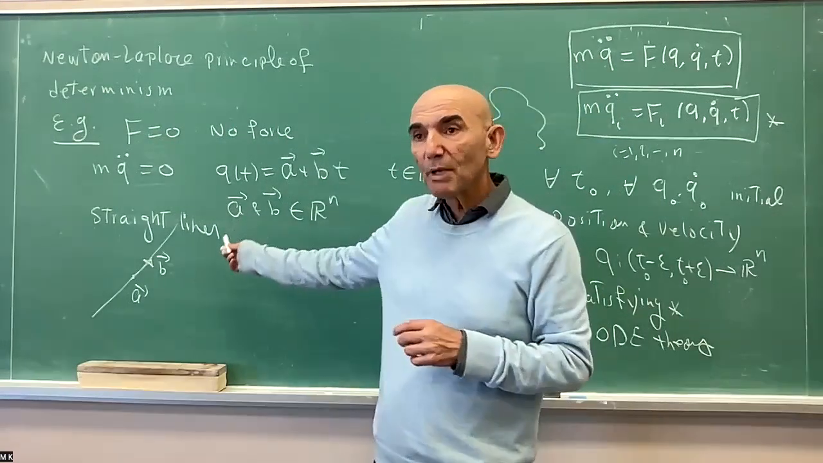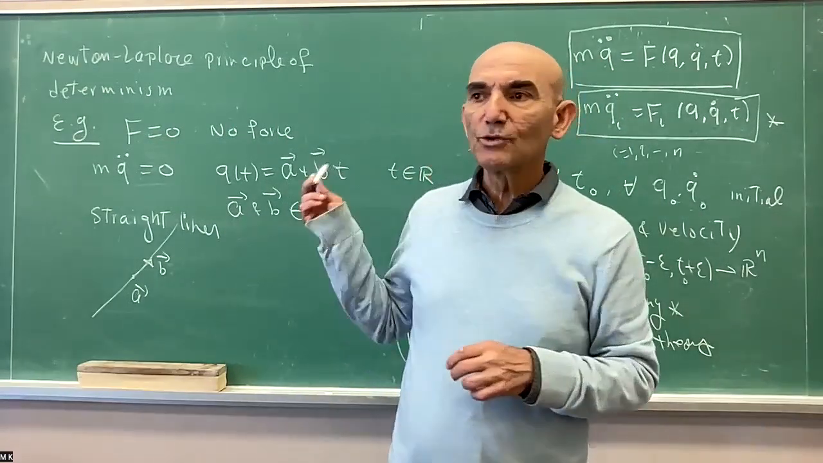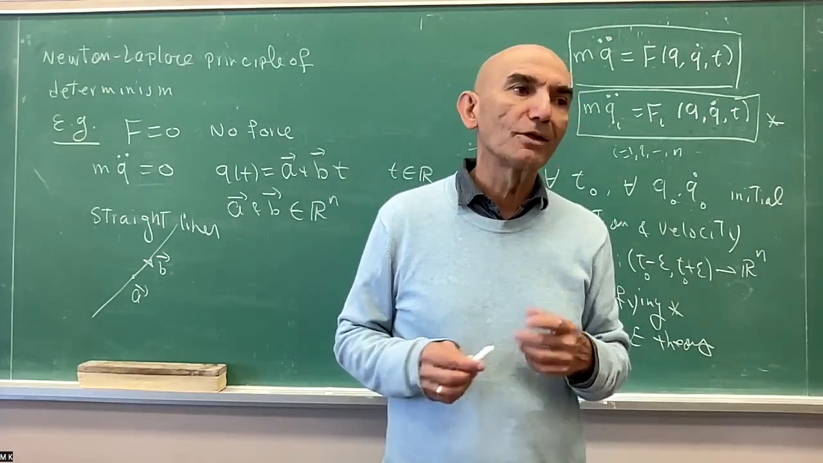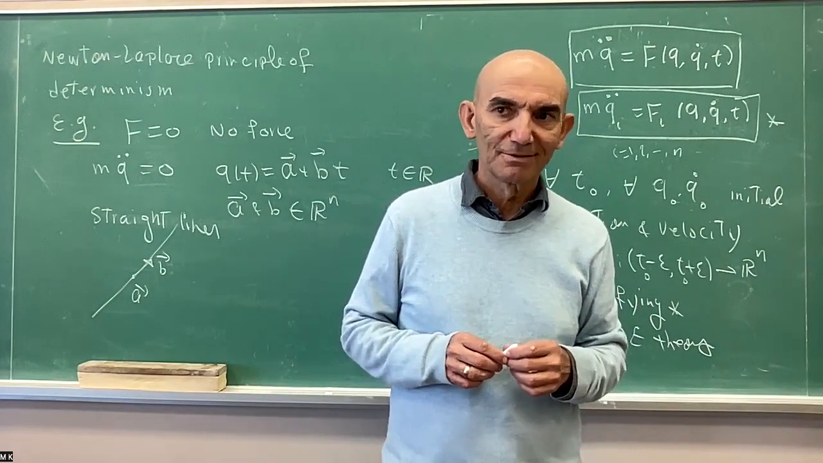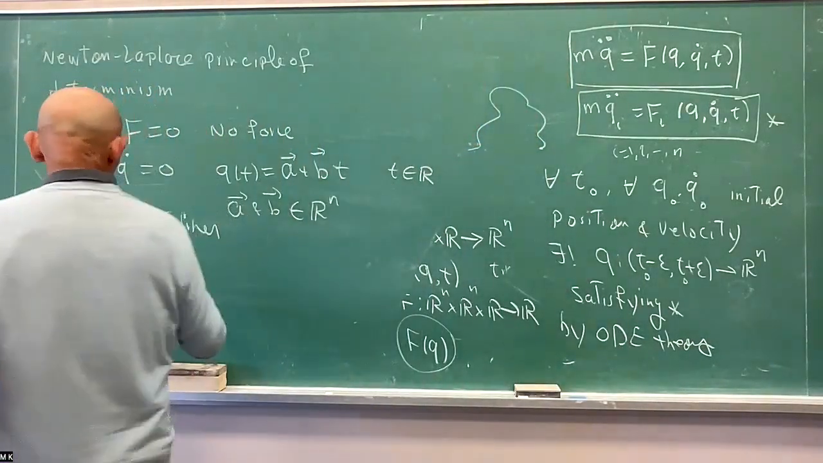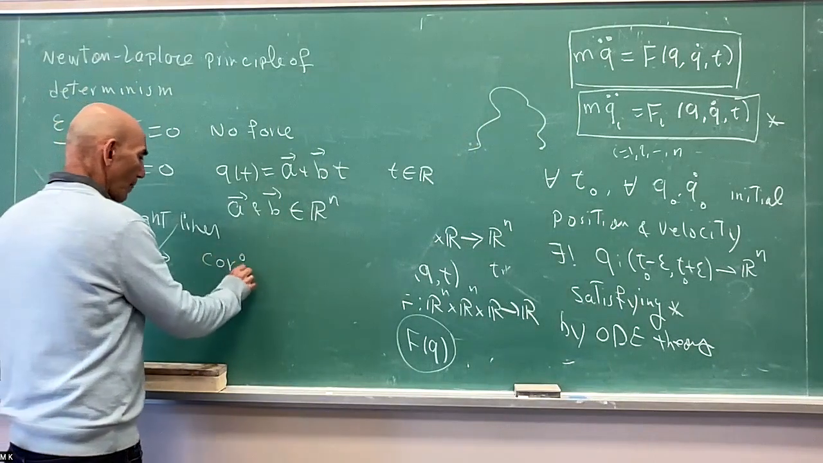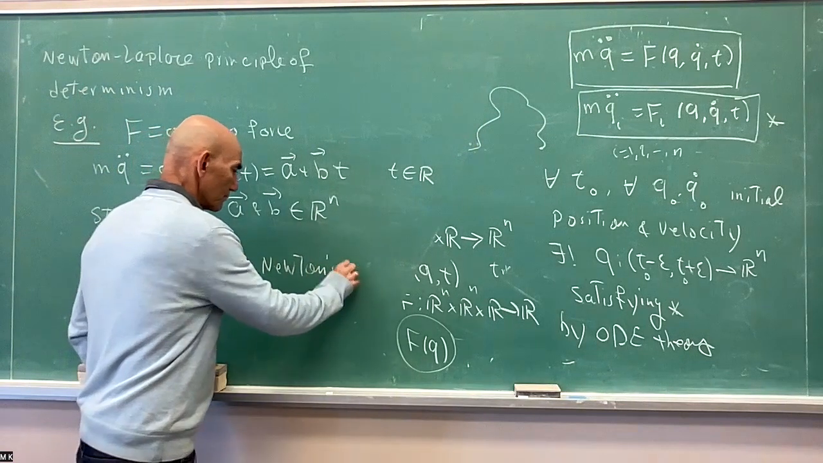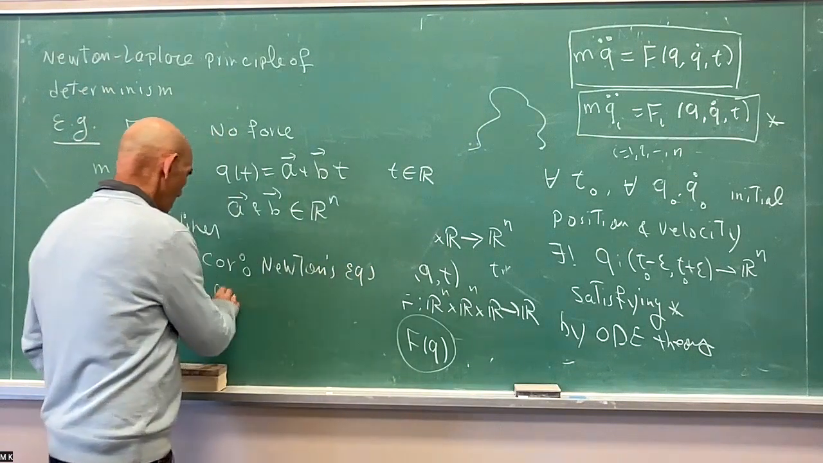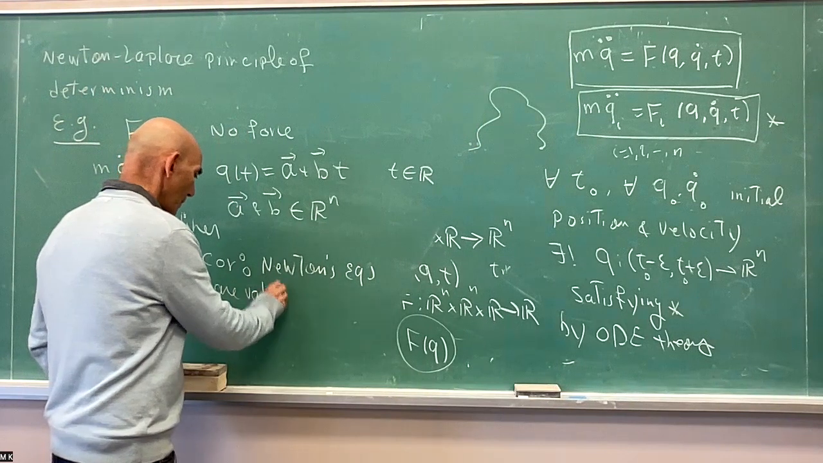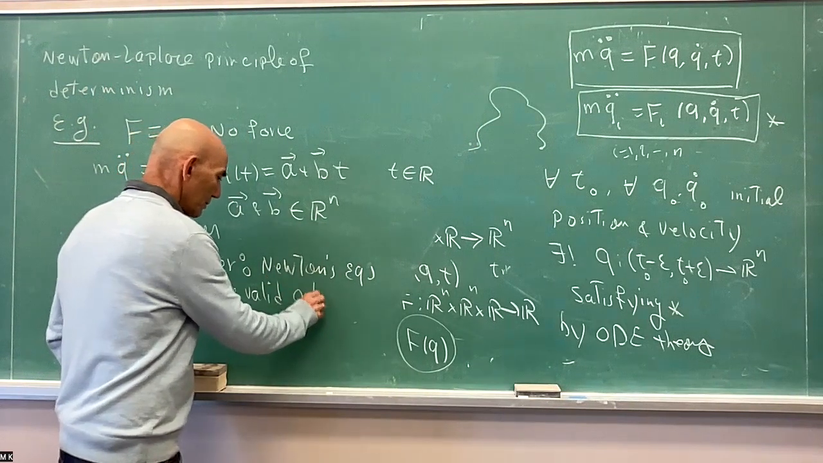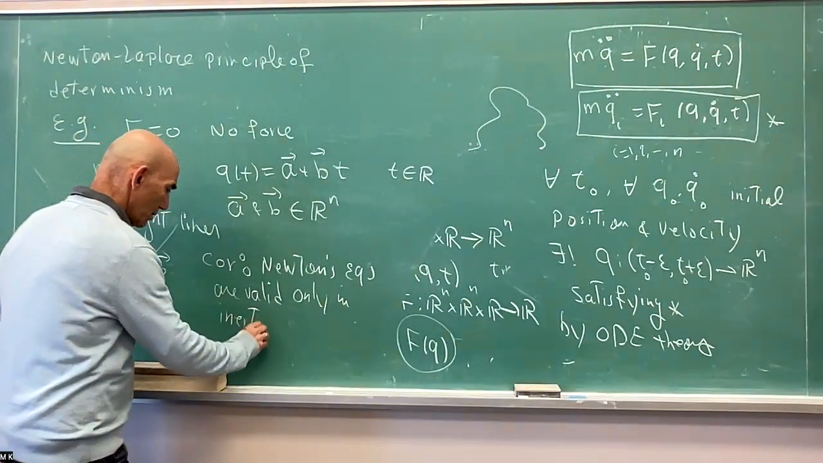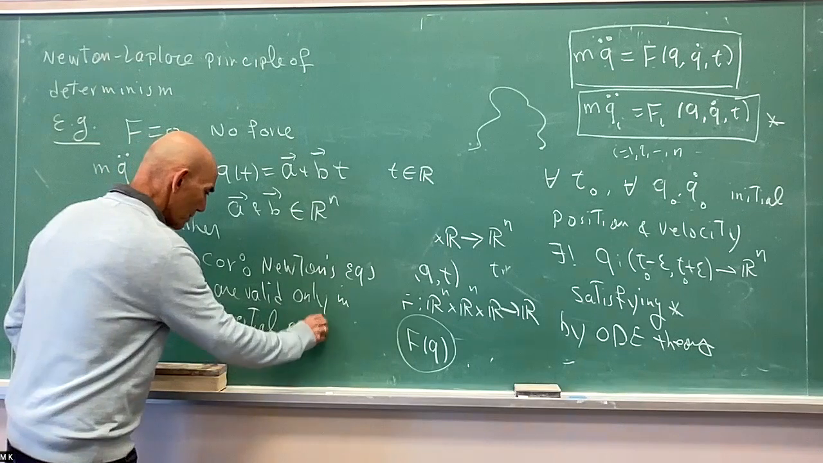So what does this mean? It means that Newton's equations are true only in inertial coordinate systems, not in general coordinate systems. This is very important to notice. So the corollary is that Newton's equations are valid only in inertial coordinate systems.